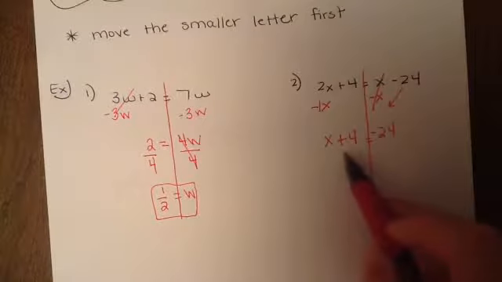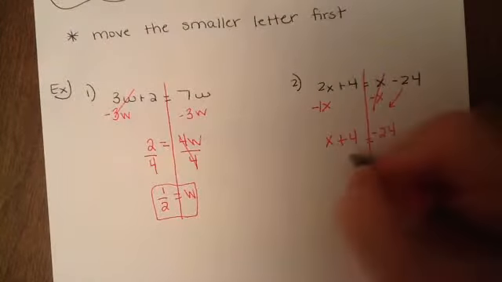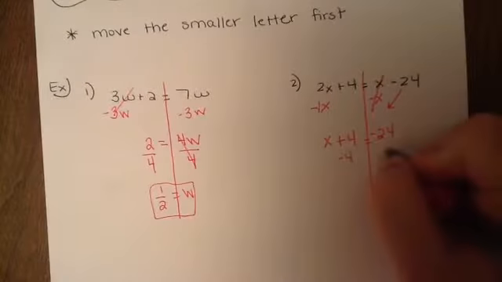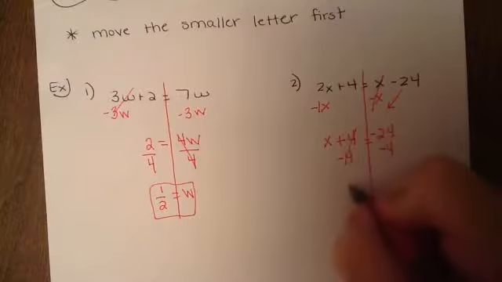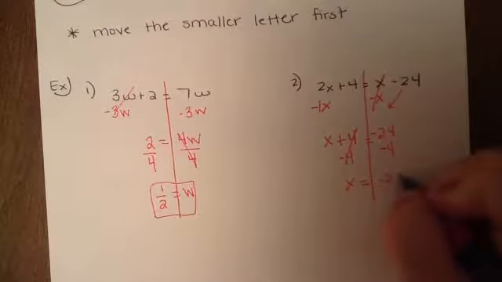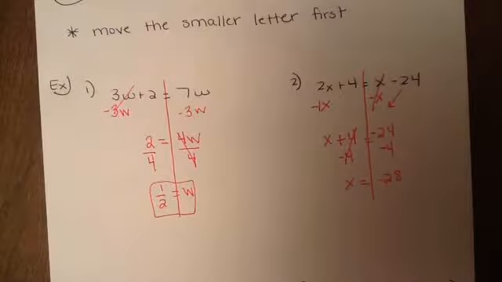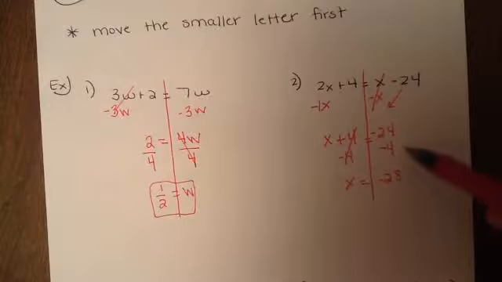Now this is a one-step. We want to get our variable alone. So how do you get rid of a plus 4? Minus 4. What I do on one side, I must do to the other. x equals negative 28. Move the variables all to one side. Solve for x like we have been.